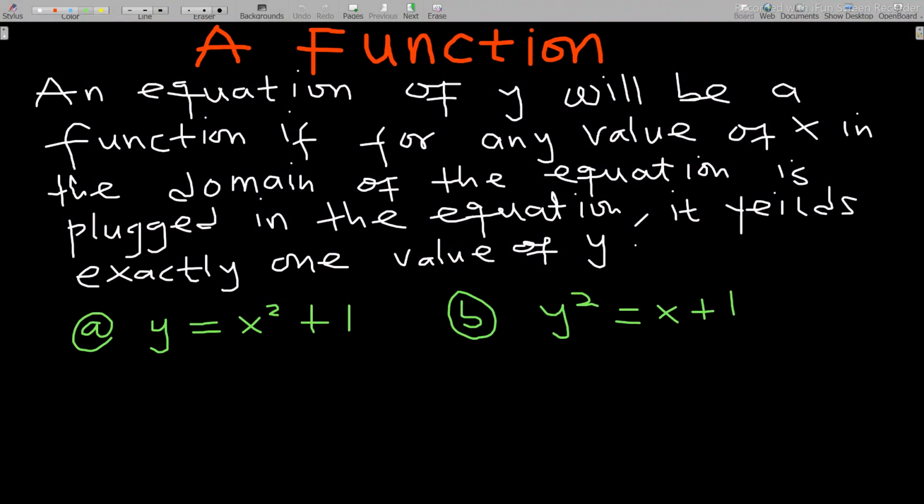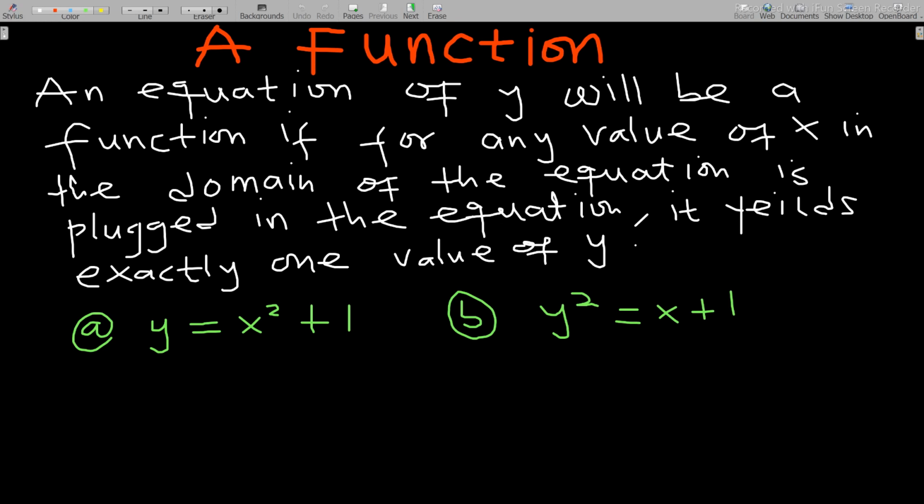Alright, so let's start. We say a function. What is a function? If you have a mathematical equation, for you to know that the equation is a function, it is supposed to be an equation. Sometimes it's not an equation, it's just a relation. I will explain. So it's an equation of y.